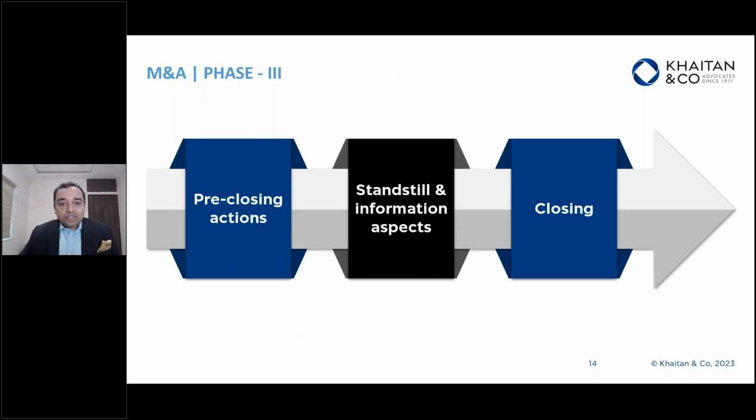Then comes phase 3, which is pre-closing. Between signing and closing, you will have that phase where you will plan, mostly, what to do with data systems and cyber-related isolation, and then you have standstill provisions. Between signing and closing, you should not be doing certain things. We have seen many a time a lot of cyber incidents happening between signing and closing. How do you report, what are the actions to be taken, and then closing happens?